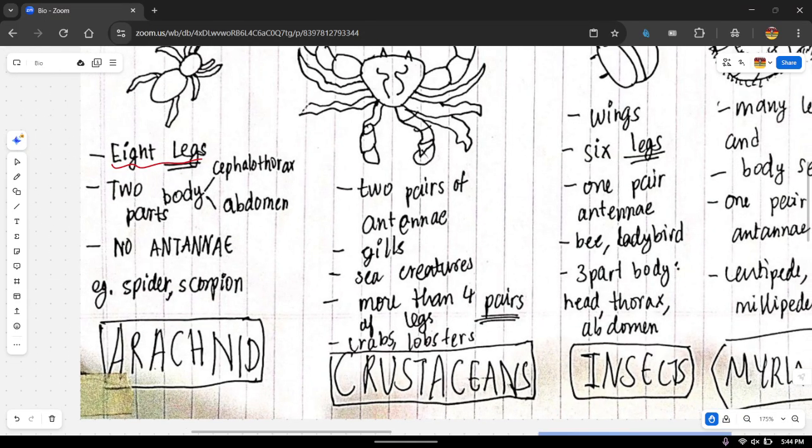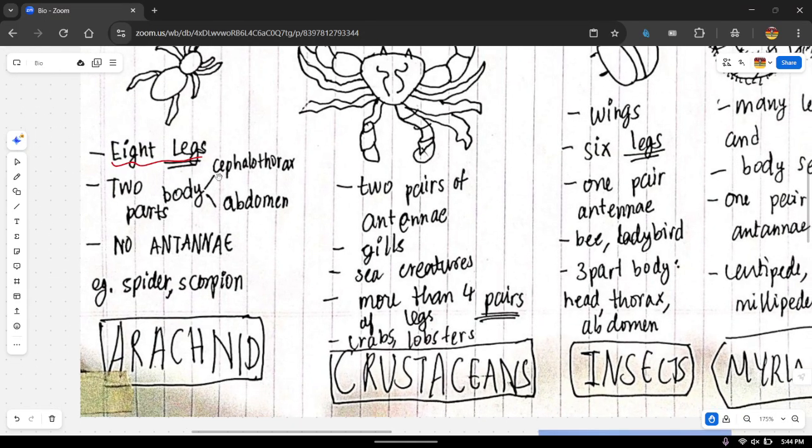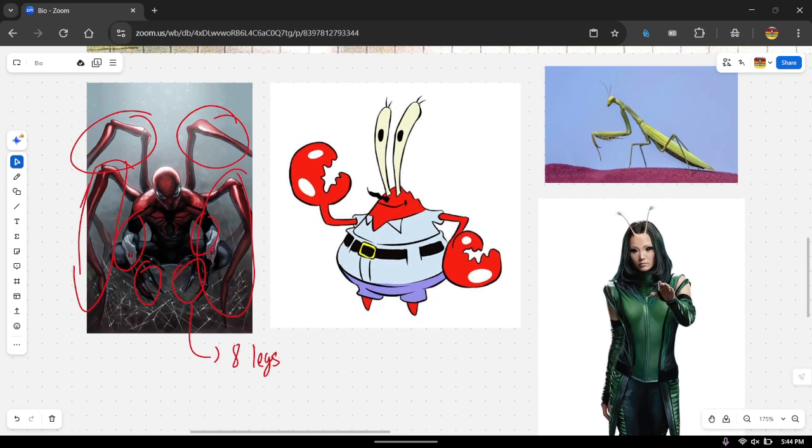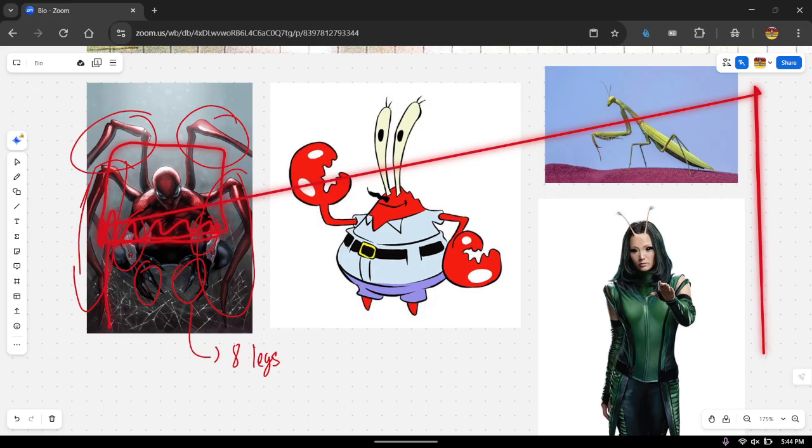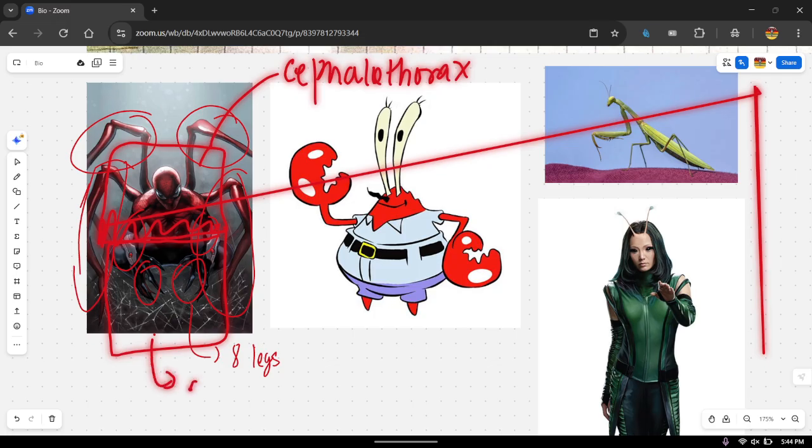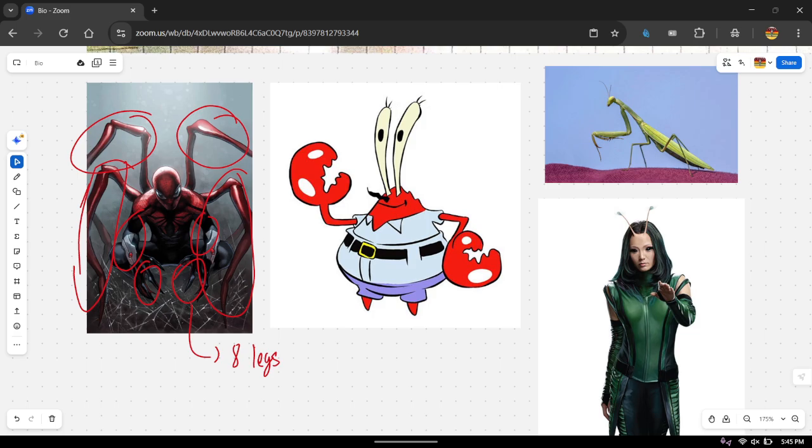Now, arachnids are separated into two body parts. We have the cephalothorax and we have the abdomen. So, Spider-Man will also be divided into two body parts. I'm going to use a laser for this. The first is the top part, which is here. So, color it here. And then the second is the one below. So, the cephalothorax at top, and then the abdomen at the bottom. That's how you're going to remember it.